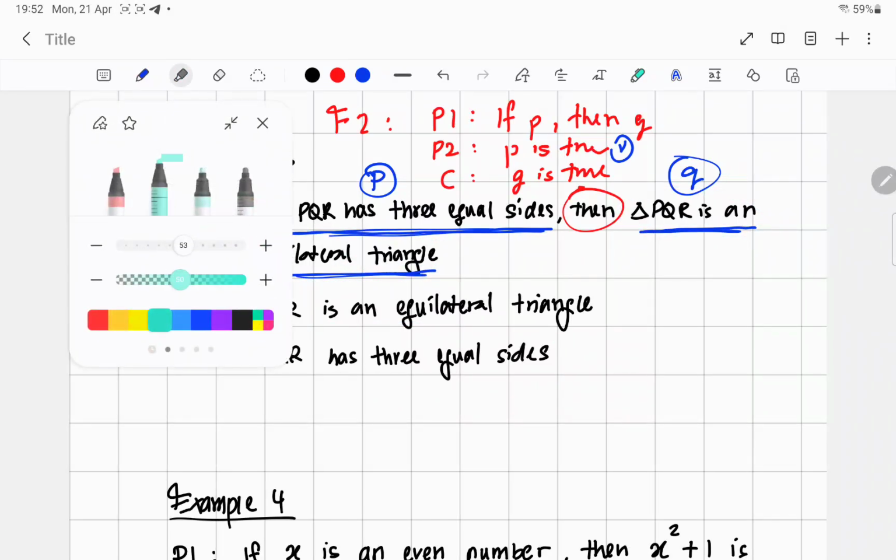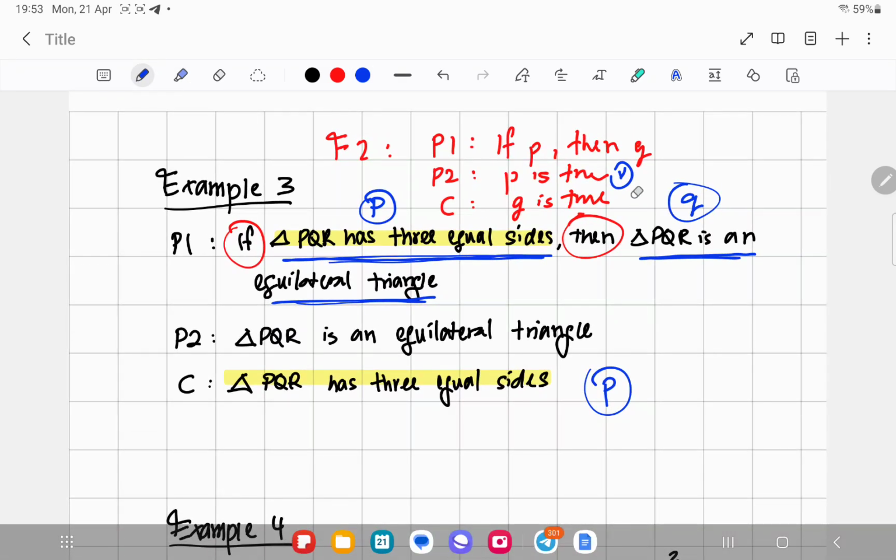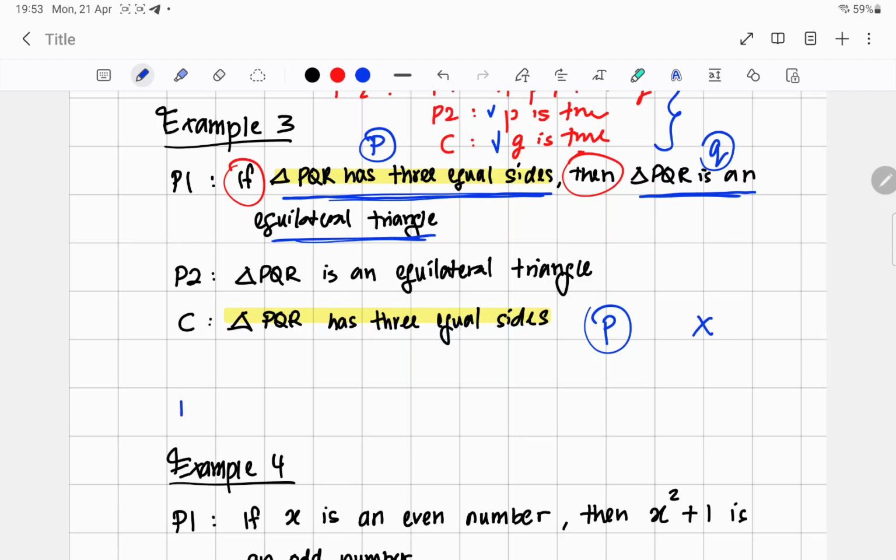So I highlight it to see clearly. This one equals this one here. Are you sure? Of course not, because I should check every time. You see, this is your P, but your P is at the conclusion. Is it what you want in form 2? No, right? So once it does not obey this rule of form 2, this is not a valid argument. Not valid and not sound.